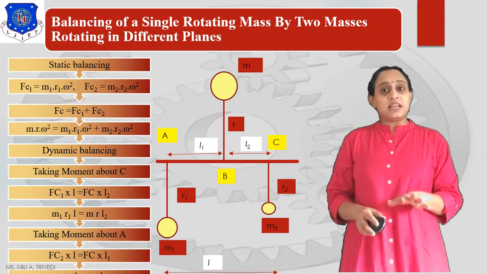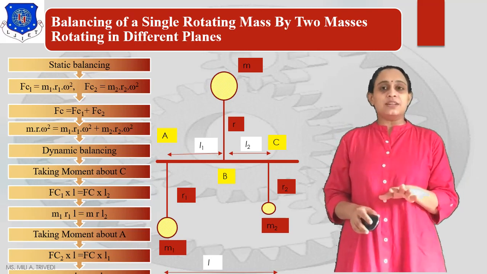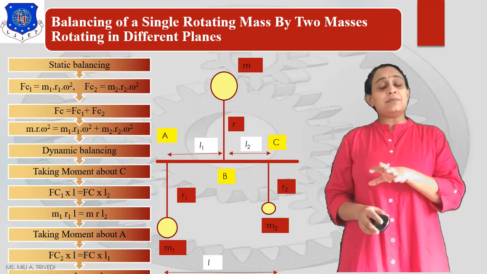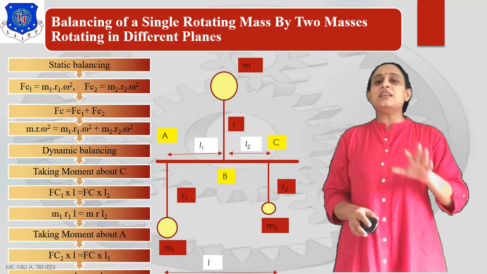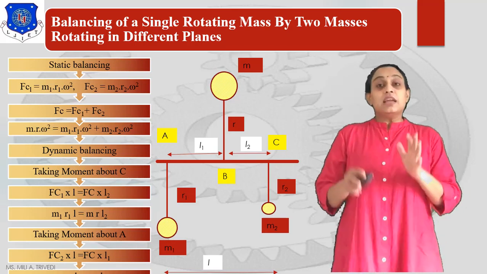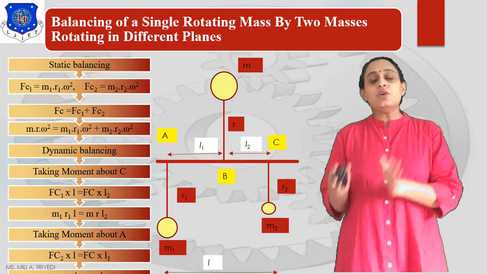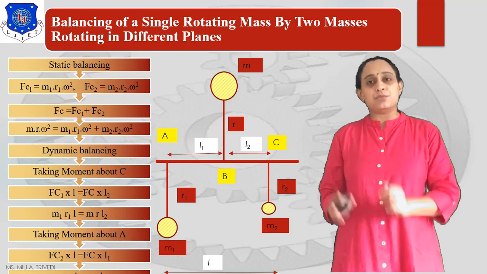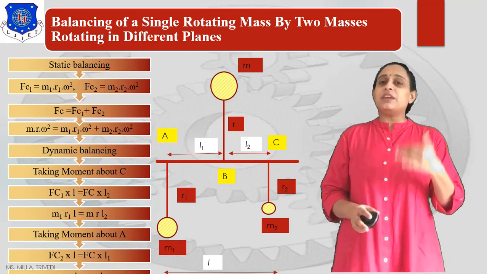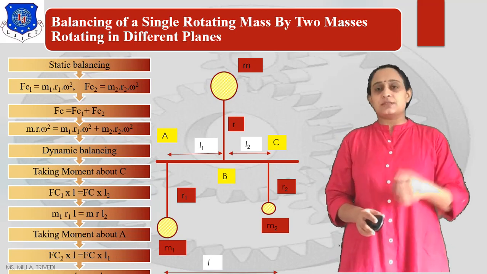Now in this case, if we know the radius r1, if we know the mass m as well as the radius r, we can easily find out the mass m1. If we know the mass m, radius r and radius r2, we can easily find out the mass m2. By all these equations, we can easily find out the masses.